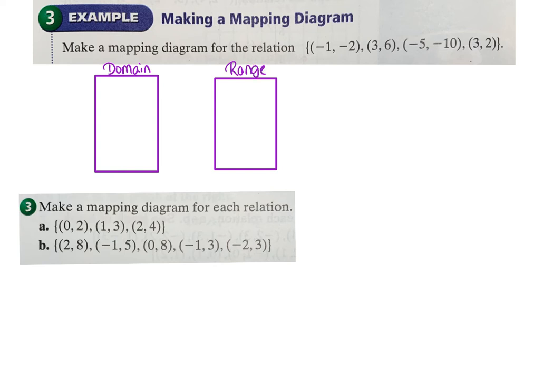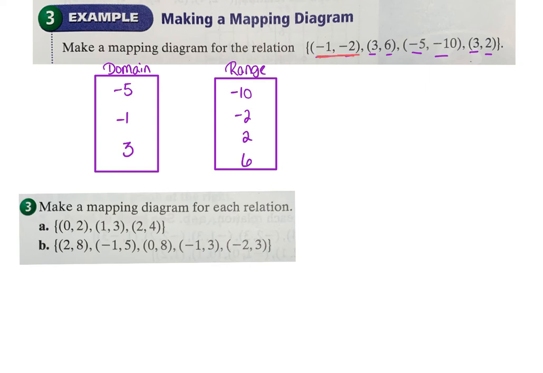And so for these, you're going to look at what they gave you. And for domain, you would say, okay, I have -1, 3, -5, 3. So I'm going to list that -5, -1, 3. Okay? So now you're listing them down least to greatest. And I'm going to do the same thing with my range. For my range, I have -2, 6, -10, 2. So I'm going to say -10, -2, 2, 6. All right? And once I've done that, I am then going to draw an arrow from the domain to the range that it matches. And I usually just do it in the order they gave it to me.